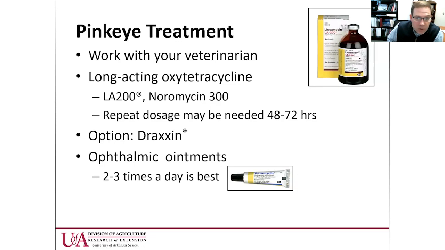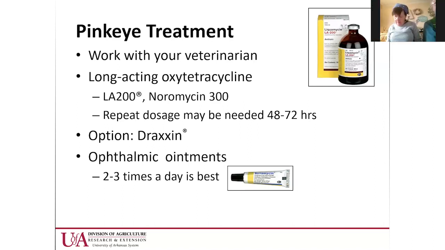I always recommend working with your veterinarian in terms of picking out an antibiotic. But what I've used a lot in the past are the long-acting oxytetracycline, so LA200 or Normycin 300. Either of those works fine. The dosage for LA200 is 4.5 cc's per 100 pounds of body weight, and for Normycin 300, it's 3.3 cc's per 100 pounds of body weight. But I'm oftentimes repeating that in 2 or 3 days if need be.